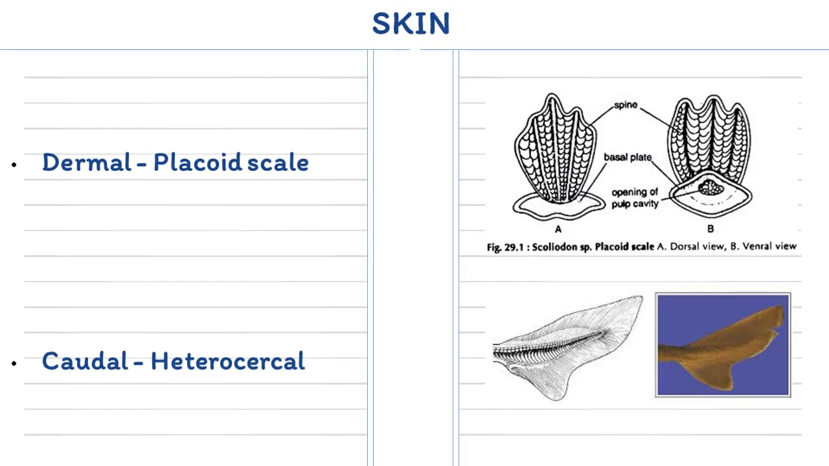And about the skin they said for shark also, the skin consists of the scale called placoid scale, right? And it is microscopic in size actually. That's why they said dermal, meaning skin, consists of placoid scale. And caudal means tail, so the caudal region consists of heterocercal scale, placoid scale as well as heterocercal scale.